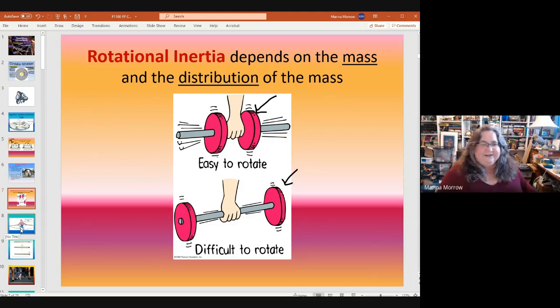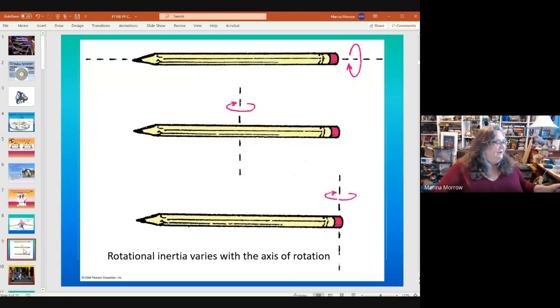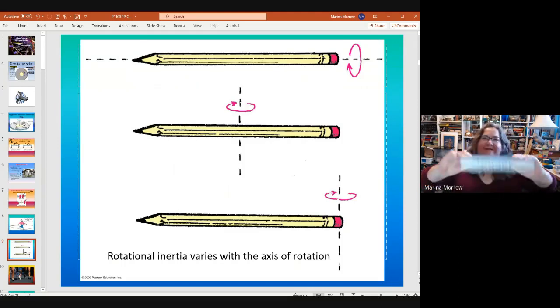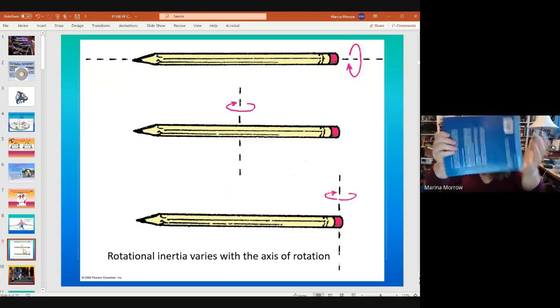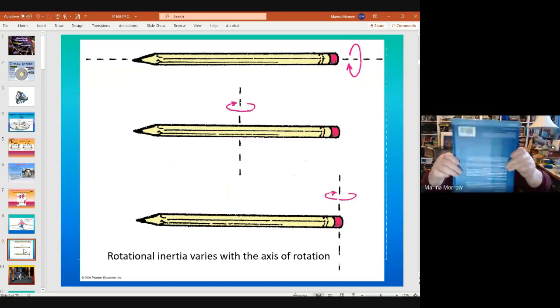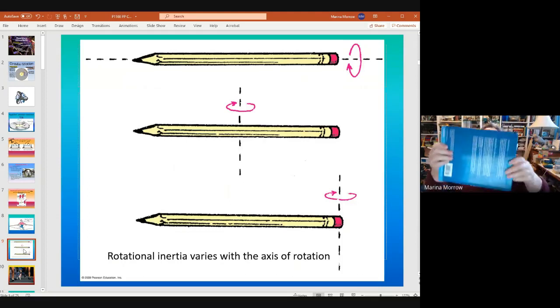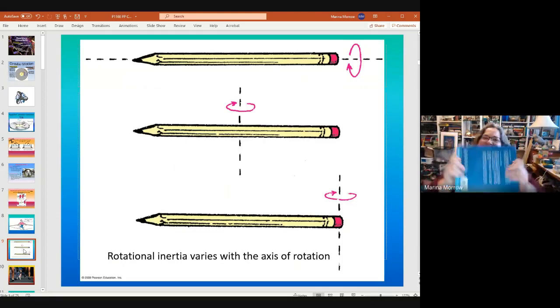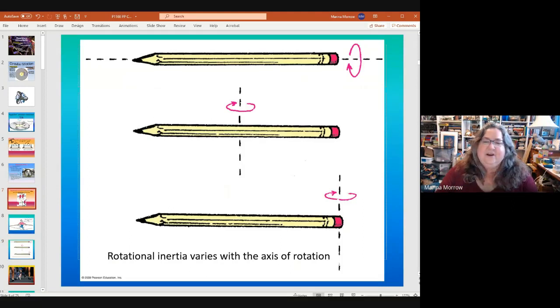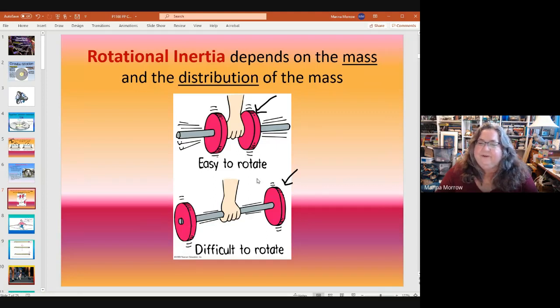And so you can experience this yourself by rotating things about different points. Like your textbook, right? Try rotating it this way and then rotate it this way. And you can find you can do it faster when you've got it attached like this. When it's like this, the mass is further away in general from the axis of rotation. Here the mass is closer to the center. And so that makes a difference. Is the mass closer to the center of rotation, or is it further away? And the further away the mass is, the more difficult it is to rotate.